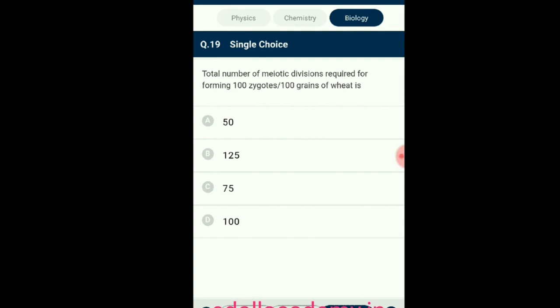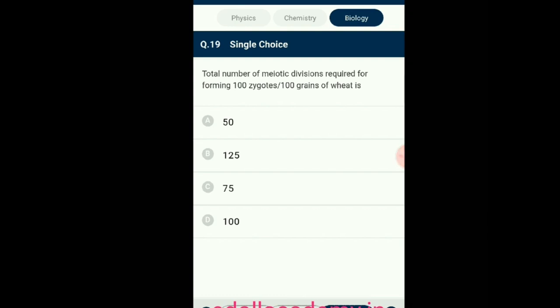In males, one meiotic division forms 4 male gametes. Thus, 25 meiotic divisions give 100 male gametes. In females, one meiotic division forms 1 egg cell, as the remaining 3 degenerate to provide nutrition to the developing egg cells. Thus, 100 meiotic divisions give 100 egg cells.